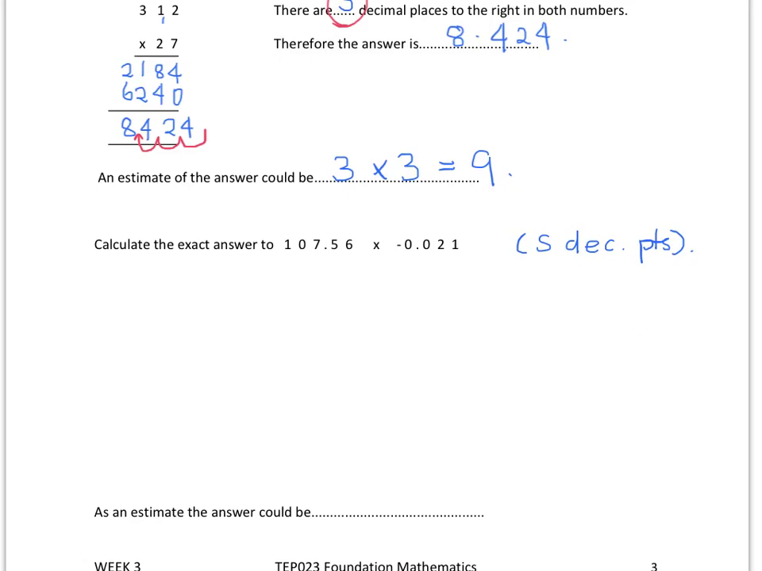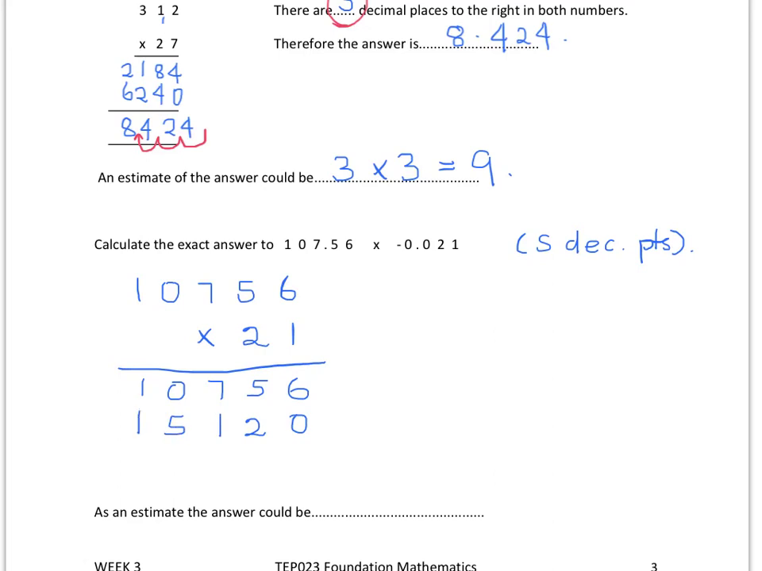Then just rewrite it as if the decimal point didn't exist, so as integers, and perform your multiplication. So this one's a pretty easy one. Just multiplying through by 1 just repeats the original number. Multiplying through by 2 just doubles it. Wouldn't it be good if it was always this fast? And then adding the 2 rows.